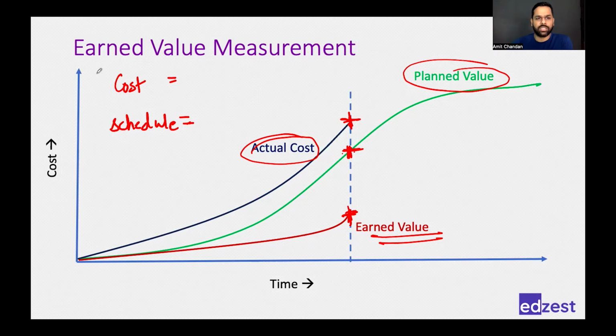Let's see cost first. Yes, anyone. Is the performance better or bad? I mean, good or bad? Bad. Why? Because my actual cost is more than my plan, more than what you intended to spend. Right. So I would want one more person to explain this. Yes, anyone, please. Why is this bad with respect to cost?